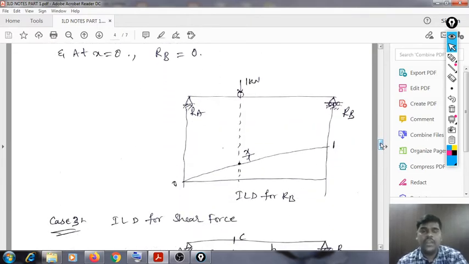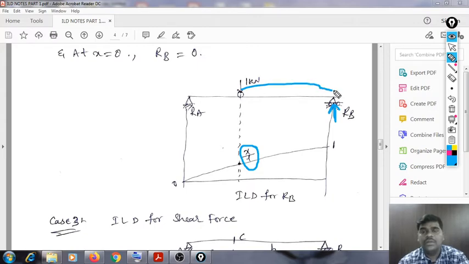So this is what we get. This diagram is somewhat similar to that of reactions. A reaction diagram will be like this. So from this diagram we can conclude that once the load is at this point, reaction B has this much magnitude, and the value of that reaction B is 1 when this 1 kilonewton load is coming here.